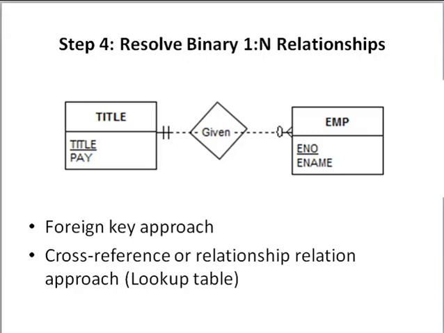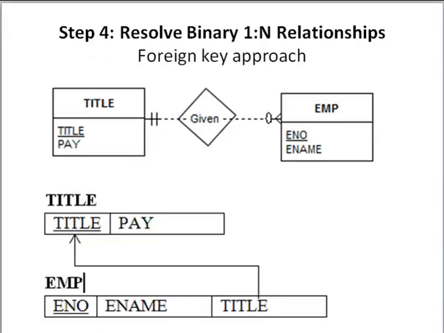So, going on to step 4, we are asked to identify a 1-to-N relationship. So we have titles that are given to one or none or one or more employees. Clearly a 1-to-N relationship. And what you're asked to do here, we have two options: a foreign key approach and a cross-reference or relationship relation approach. So let's do each one so we can see. Here's the example, one-to-many relationship. So we do a foreign key approach.